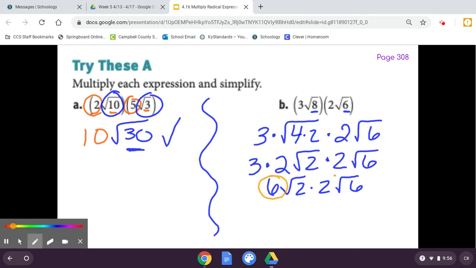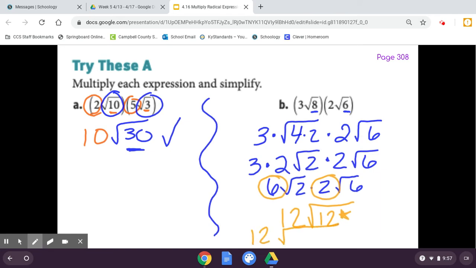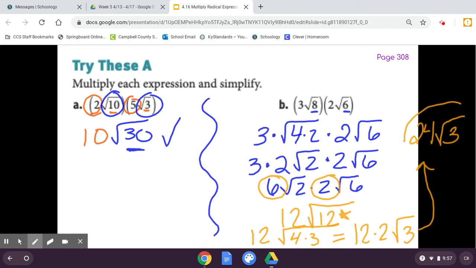So we have 6 and 2 is 12. Square root of 6 and 2, which is 12. All right, so let's continue. As you can see, this 12 still, you can pull out a perfect square. So we're going to do 12 square root of 4 times 3, which is the same as 12 times 2 times the square root of 3, which finally gives us 24 square root of 3 as our answer.